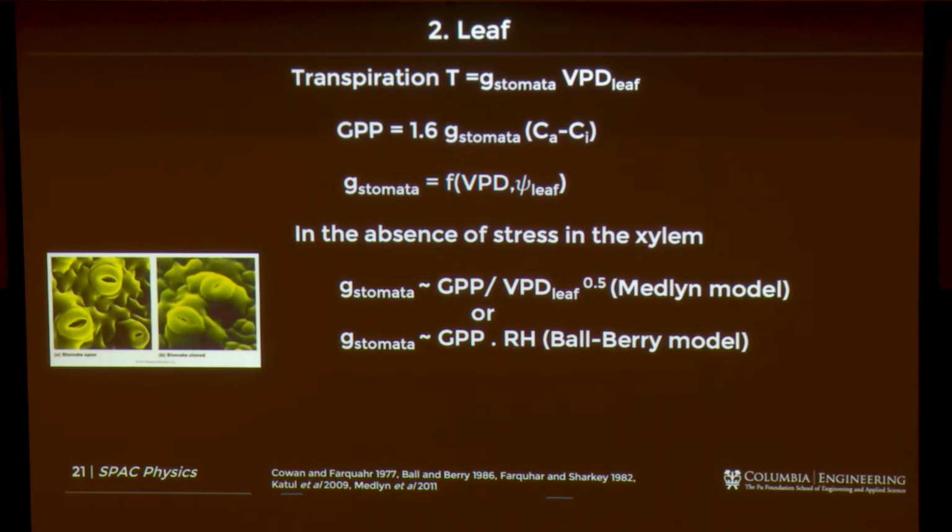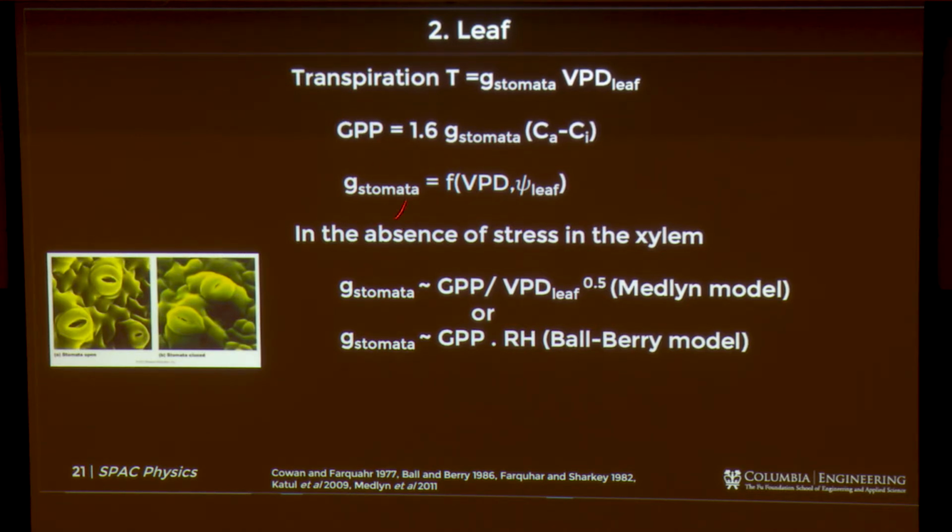Now, how do we typically model that? Transpiration is basically a diffusive flux, so that's Fick's law. Transpiration is going to be a diffusion, which is the conductance of the stomata, times the gradient between the vapor pressure within the leaf and outside of the leaf. Same thing for growth, primary production. That's going to be a stomata conductance times the difference in ambient carbon and intercellular carbon. So same thing, that's going to be a diffusion process.